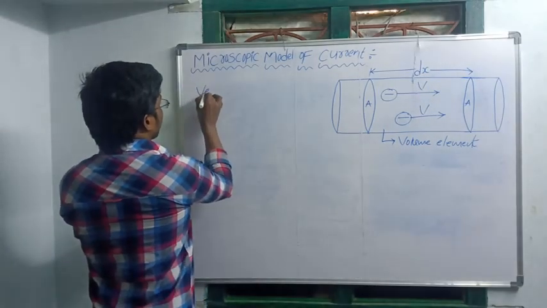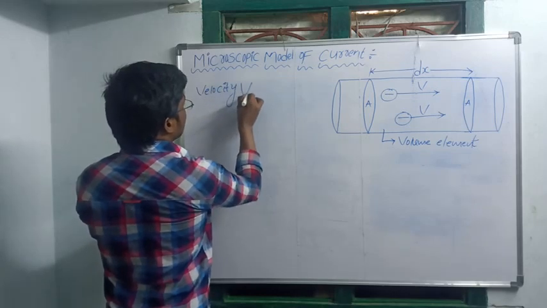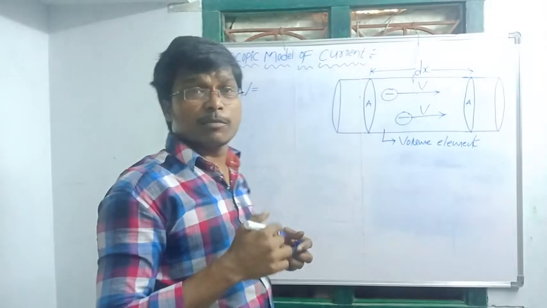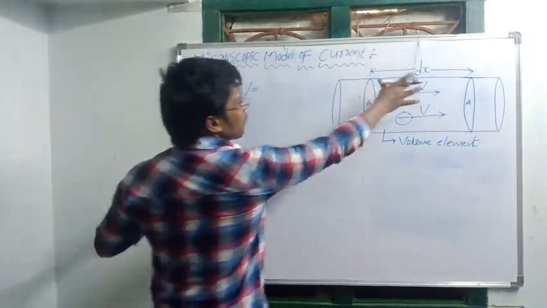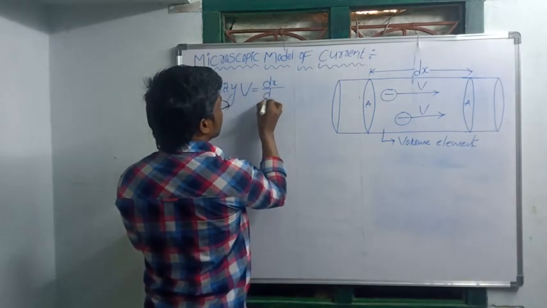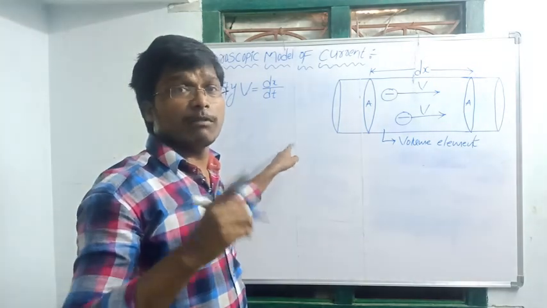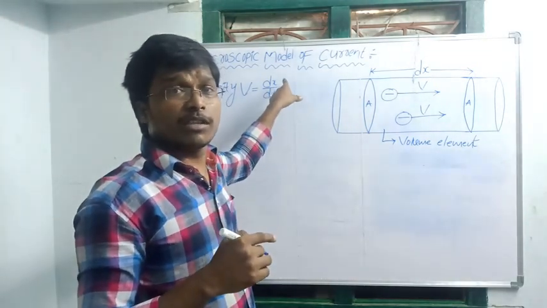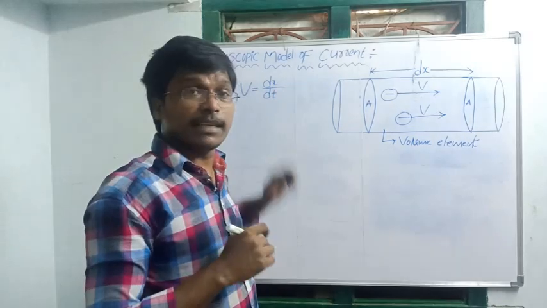Velocity. v is equal to... what is the velocity definition? Displacement by time. So here displacement is dx by dt. I hope in the +1 class I already told this formula. Velocity is equal to rate of change of displacement by time. Okay, dx by dt.